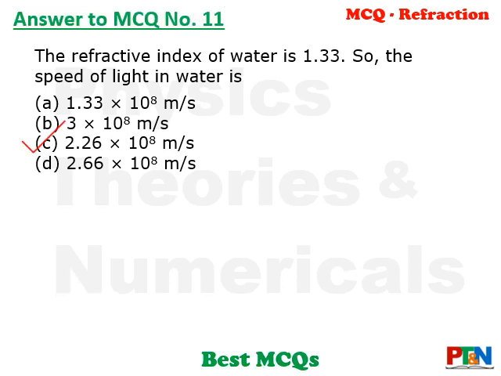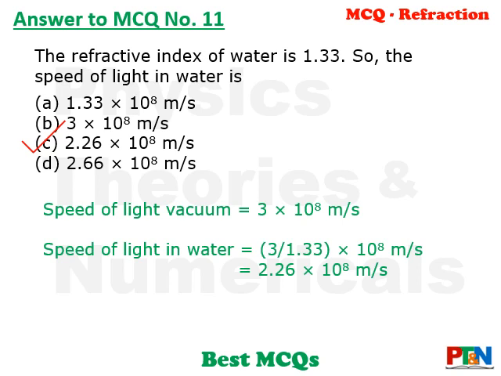Correct option is option C. The calculation is, speed of light in vacuum is 3 into 10 to the power 8 meter per second. So speed of light in water will be 3 divided by the refractive index, that is 3 by 1.33, that is 2.26 into 10 to the power 8 meter per second.